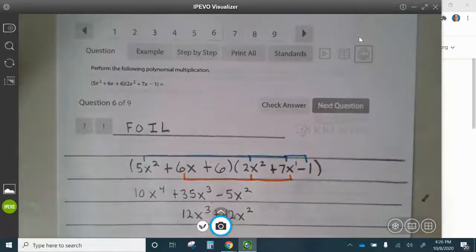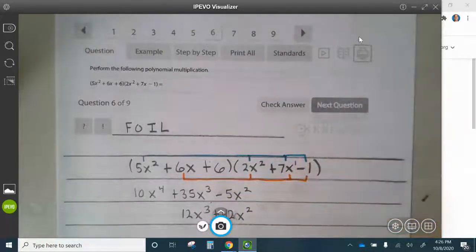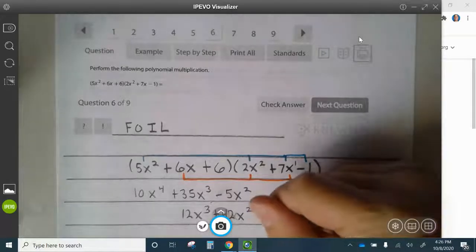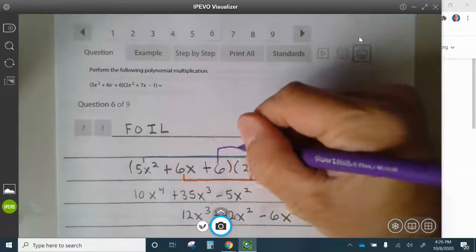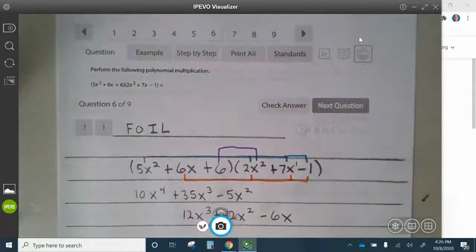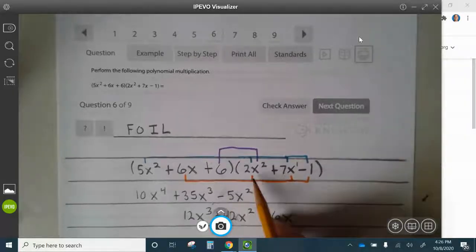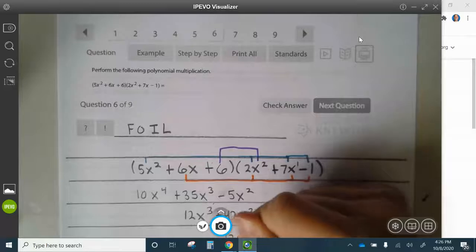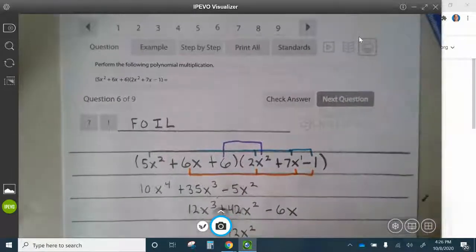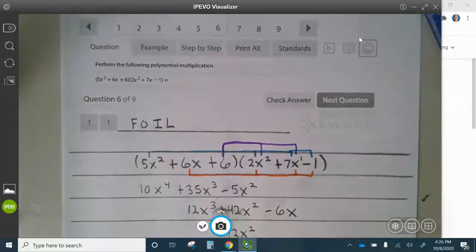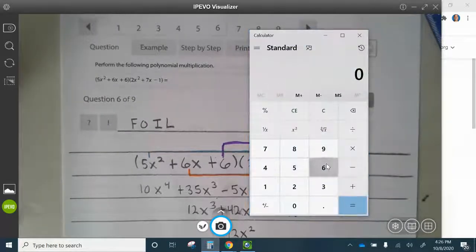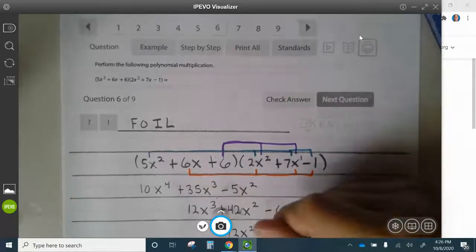And then I'm going to multiply 6x times negative 1, which is minus 6x. Okay. Now I'm going to multiply this times 2x squared. Okay, so then that's 12x squared. All right, and then I'm going to multiply this times 7x. So 6 times 7, and I think we already did that, but just want to make sure I don't make a mistake. 6 times 7 is 42. So that's 42x. And then 6 times negative 1, which is minus 6.